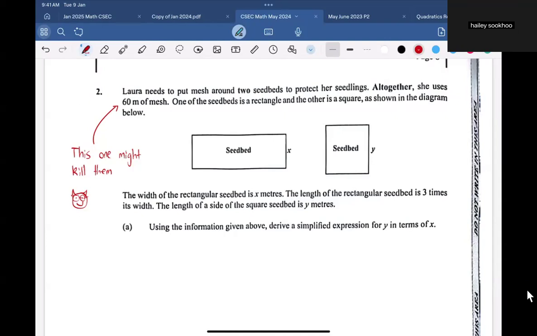When they say altogether, she uses 60 meters of mesh, they mean that around both seabeds, altogether, she used 60 meters. What does altogether mean? Like everything, like all.